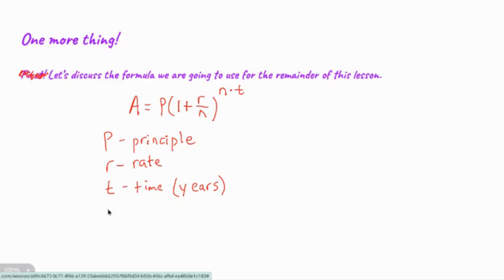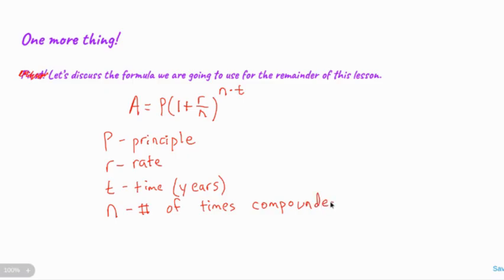But now we have this new variable N. N is number of times compounded. And this actually has its own set of vocabulary itself. Number of times compounded. So it will say something like we are compounding once per year. Okay. Once per year might say something like annually or yearly.